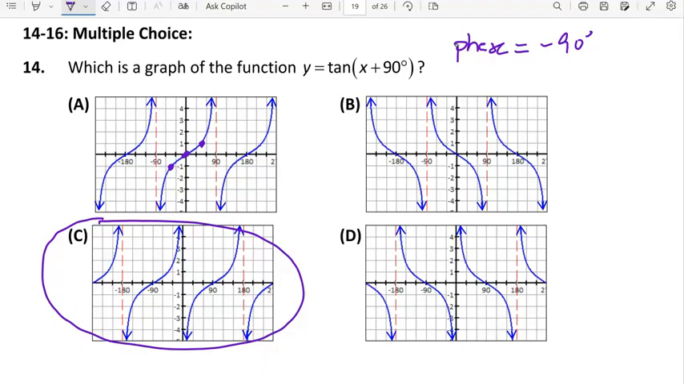Notice that choices B and D are graphs that decrease as you go from left to right, or fall as you go from left to right. Those would be flipped tangent functions with a vertical reflection. So those are not going to be appropriate answer choices.